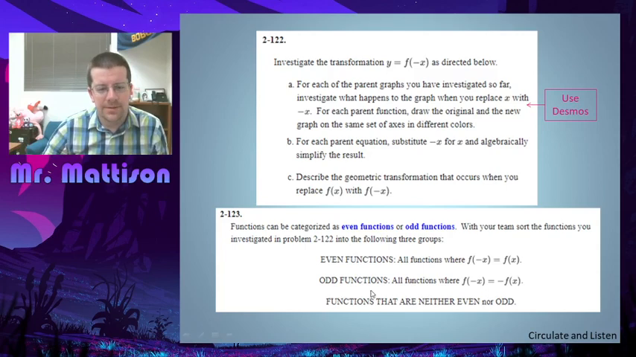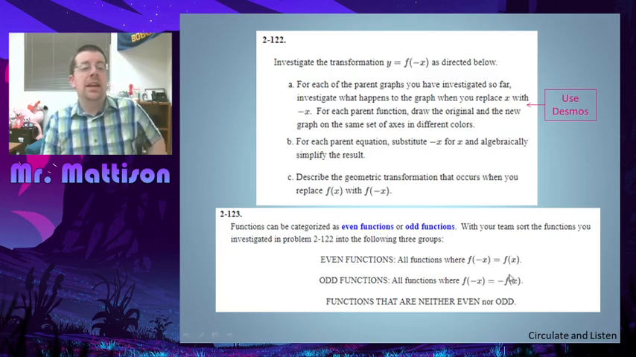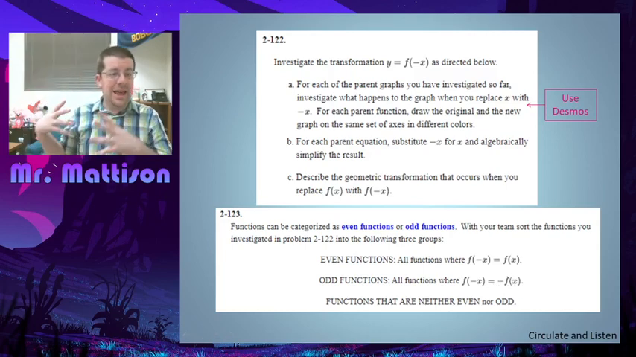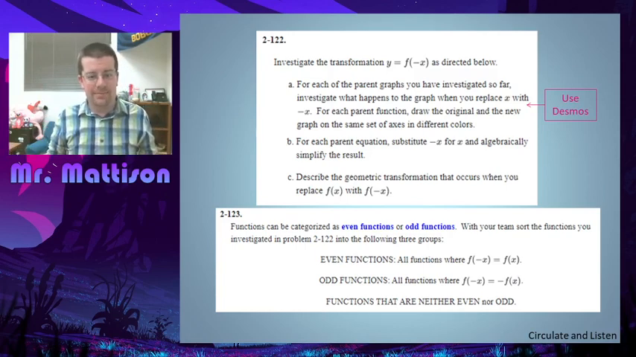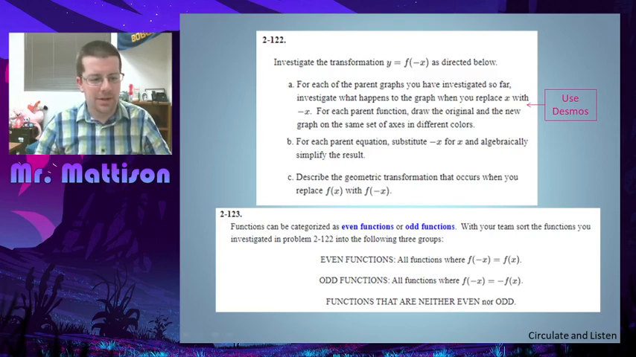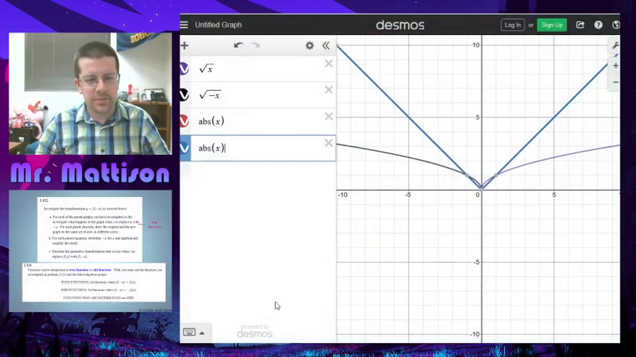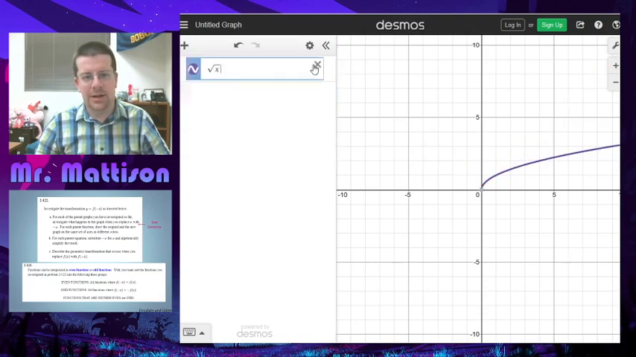For odd functions, if I put the negative in there, it's equivalent to putting the negative on the outside. So this is doing a horizontal reflection, and this is doing a vertical reflection. This says, if you do a horizontal reflection, you get the exact same result as a vertical reflection. Now, which of our functions did that? Well, the x to the third did. So if we hop back over to Desmos, we can see that a little bit more clearly.